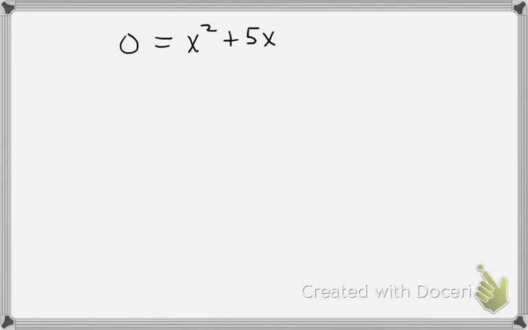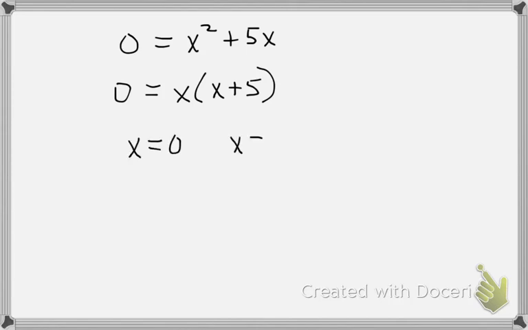All right, so how do I factor this? This has a GCF of x, so I'm going to factor out an x, leaving behind x plus 5. So 0 equals x times x plus 5. Now if I break it down, I get x equals 0, x equals negative 5. You guys with me on that? Is that okay?